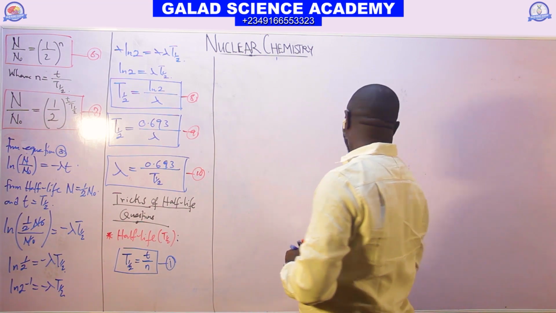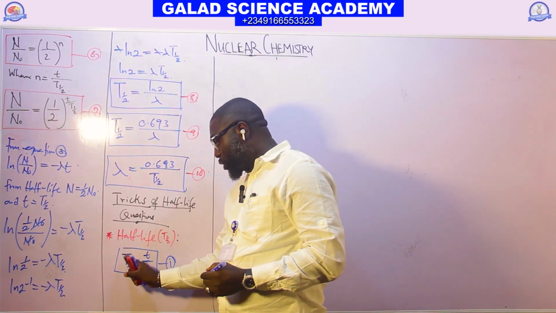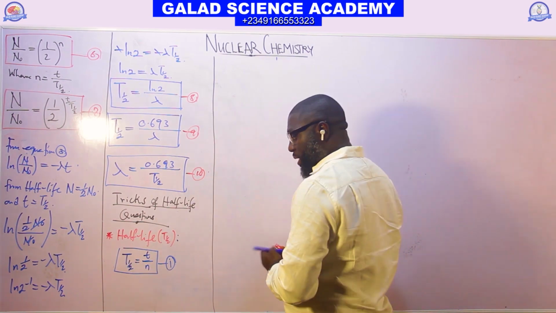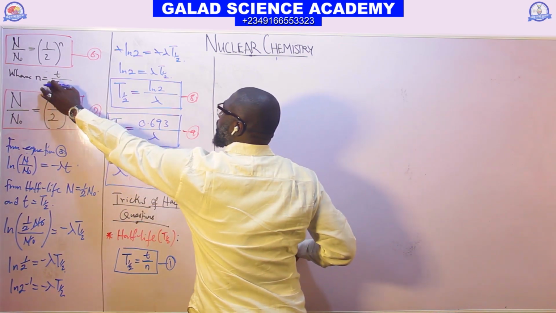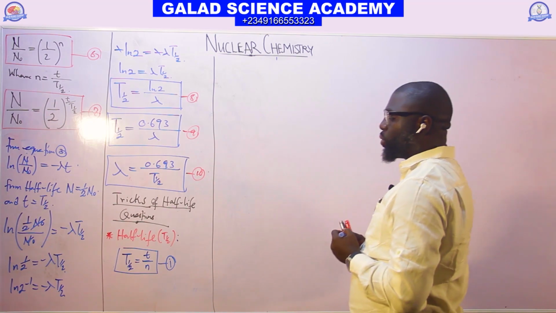We derive it from the definition of half-life. This N can also be in the form of this. If you still remember, I did it here. N equal to T over this.